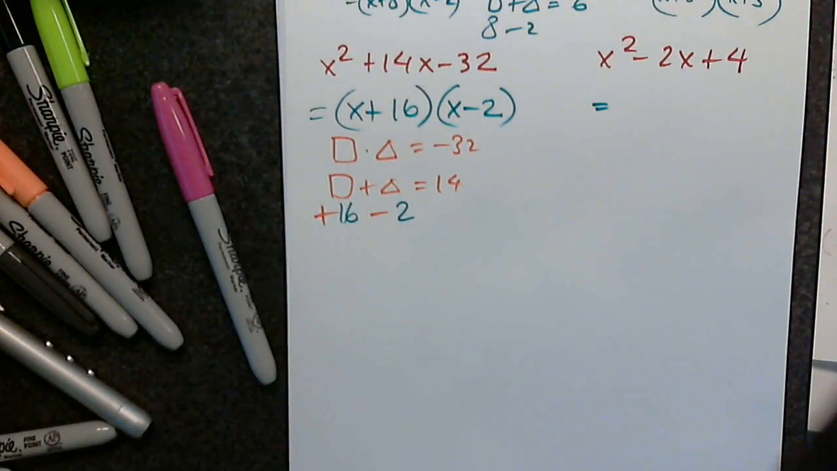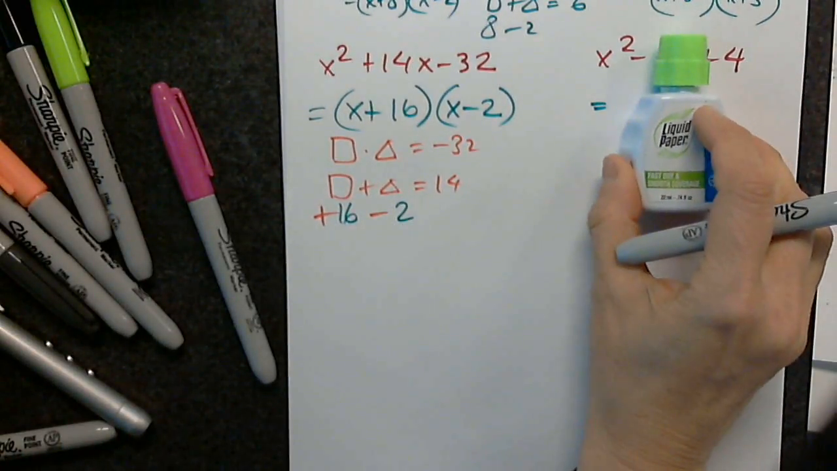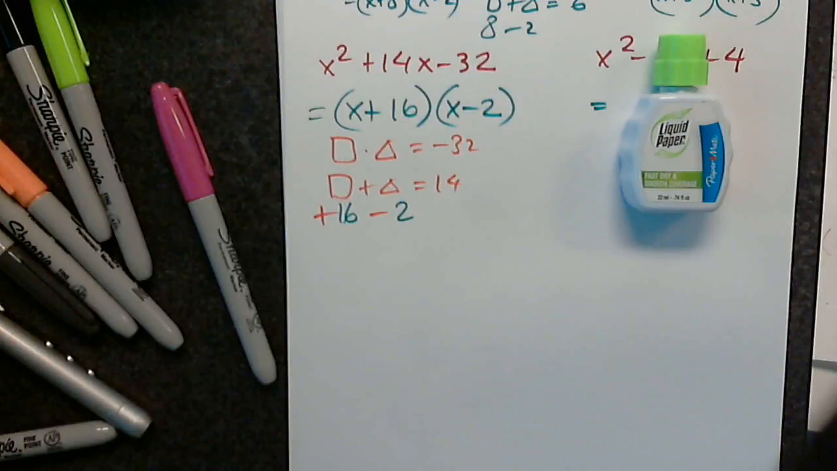Greatest common factor, no. Negative leading coefficient, no. Special product, I hope, no. I shouldn't have said that. Special product, I don't know. Because they are perfect squares. So this is a perfect square, this is a perfect square, what do you hope for?